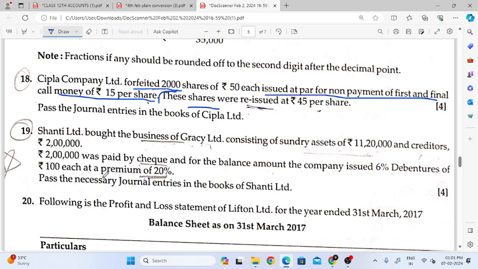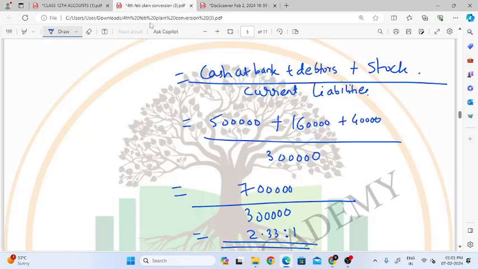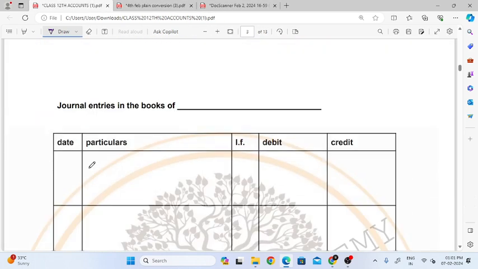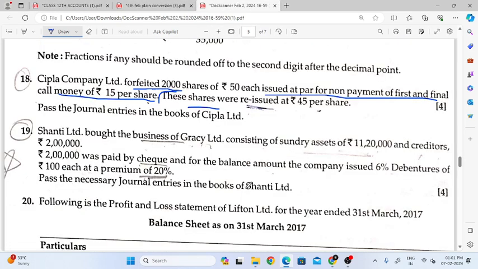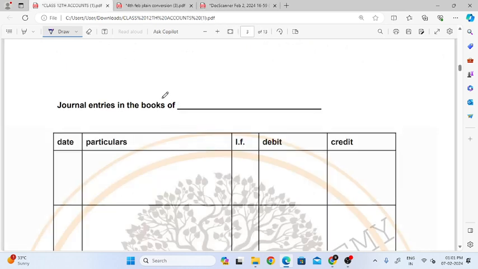Then next, Shanti Limited bought the business of Gracie Limited. This is with regards to a business being purchased. So journal entries in the books of Shanti Limited.